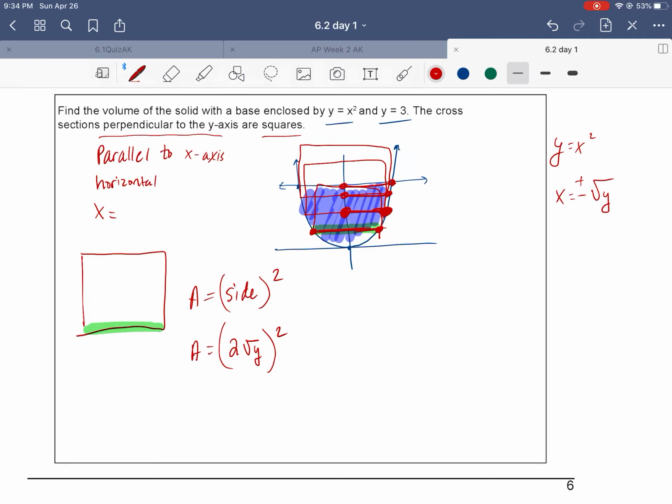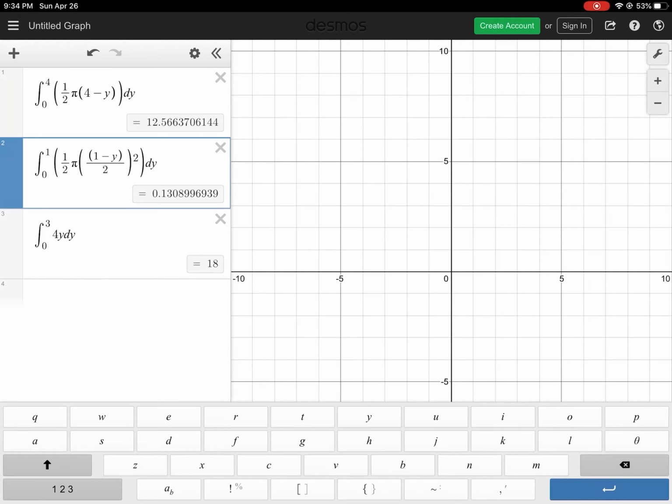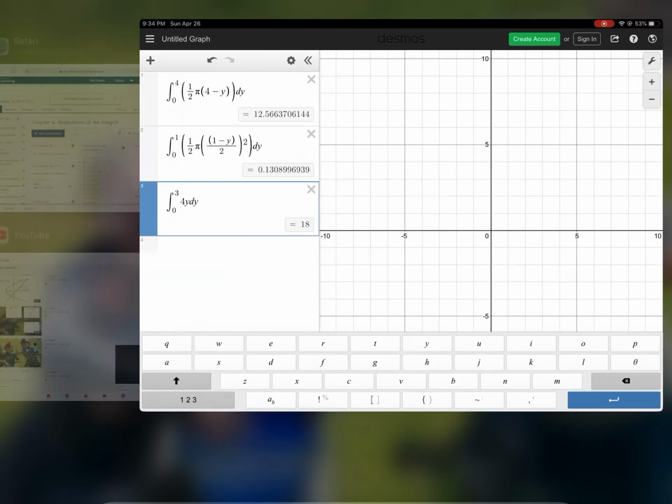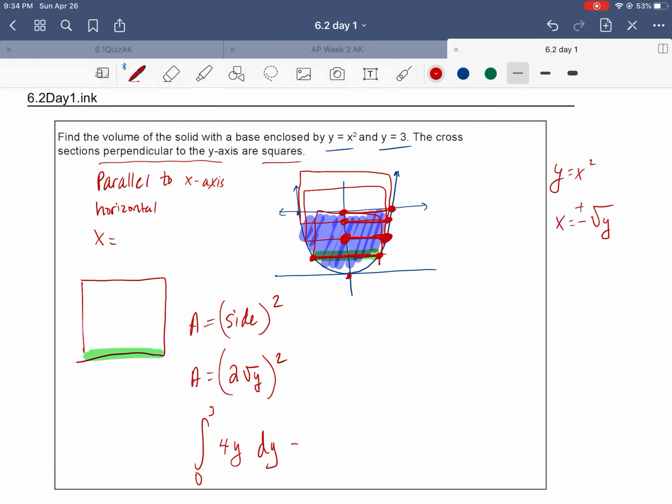I'm doubling it. Okay, so now I'm going to integrate (2 root y) squared, which is 4y, from lowest to highest, 0 to the horizontal line of 3. In my calculator will give me 18. Units cubed.